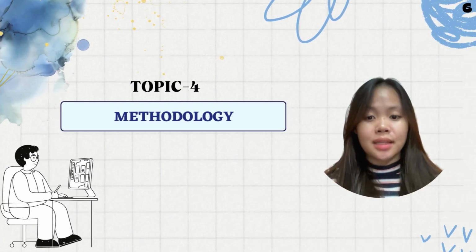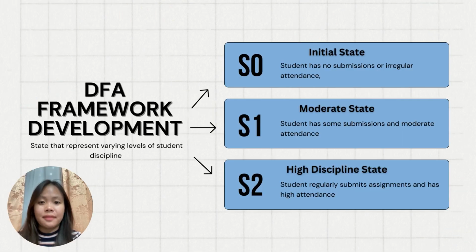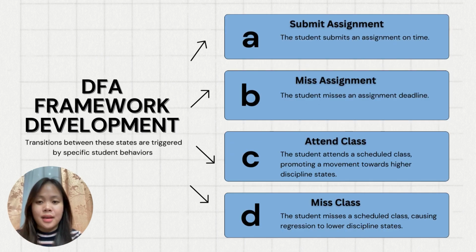Now, I will be presenting to you the methodology of the research. The development of the DFA involved defining states that represent various levels of student discipline. These states include the initial state, where a student has no submissions or irregular attendance. Next is a moderate state, where the student has some submissions and moderate attendance. Lastly is a high discipline state, where the student regularly submits assignments and has high attendance.